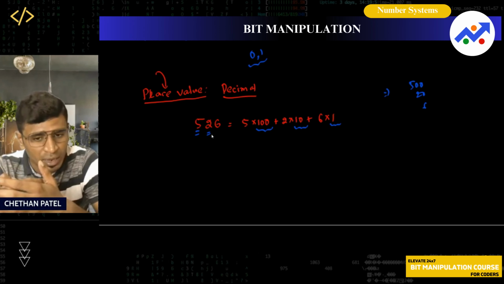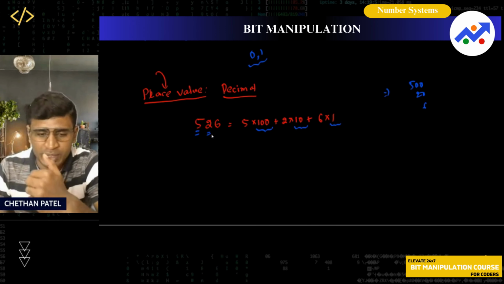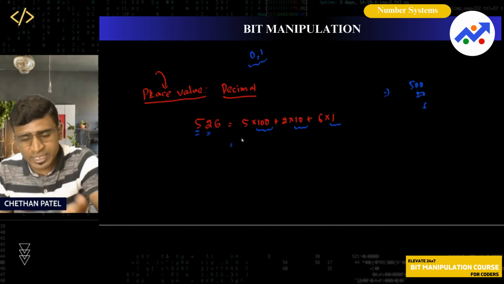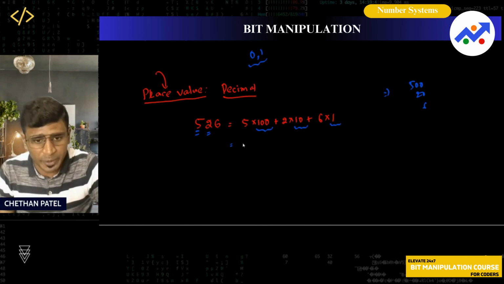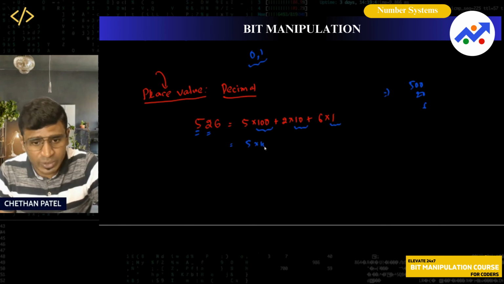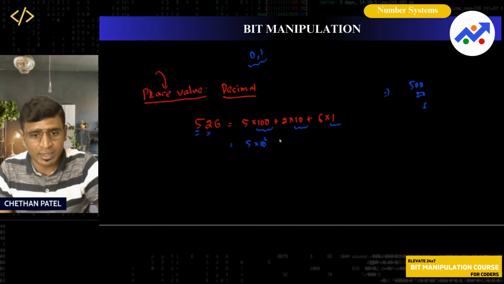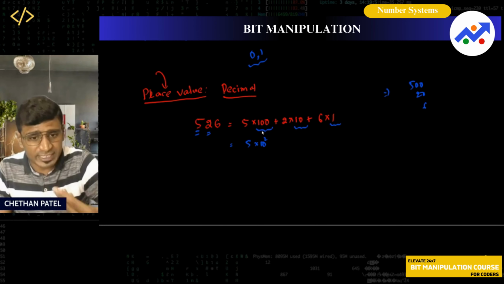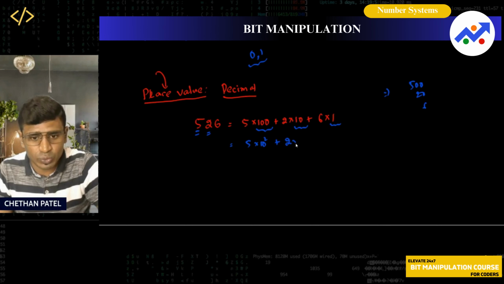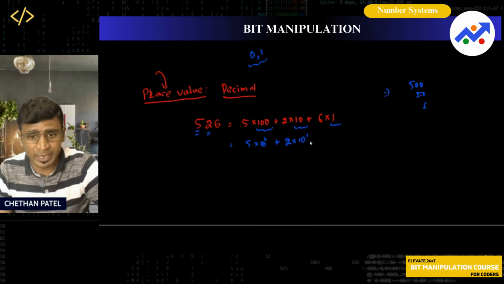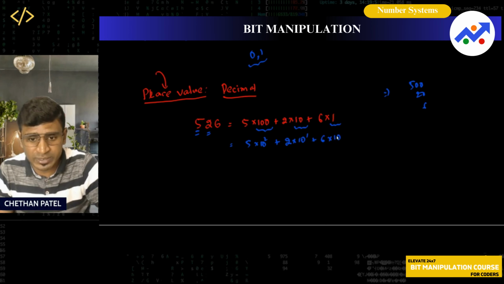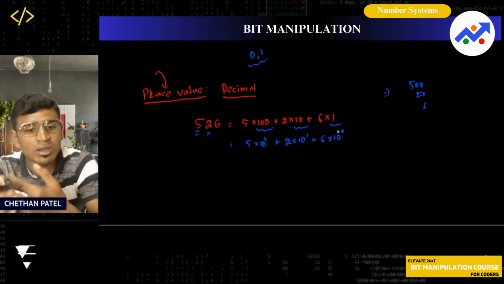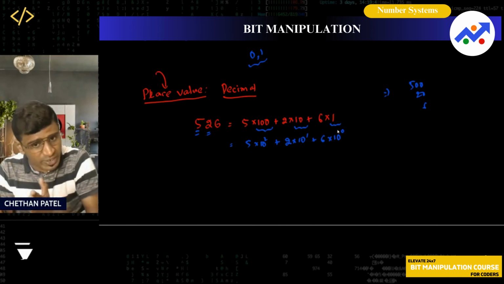Fine. If you observe very closely, you may write the same statement 5 into 100 as 5 into 10 power 2, right? 10 power 2, or 10 square, is 100. And 2 into 10 power 1 I can write, plus 6 into 10 power 0. This is how I can write the same 526.